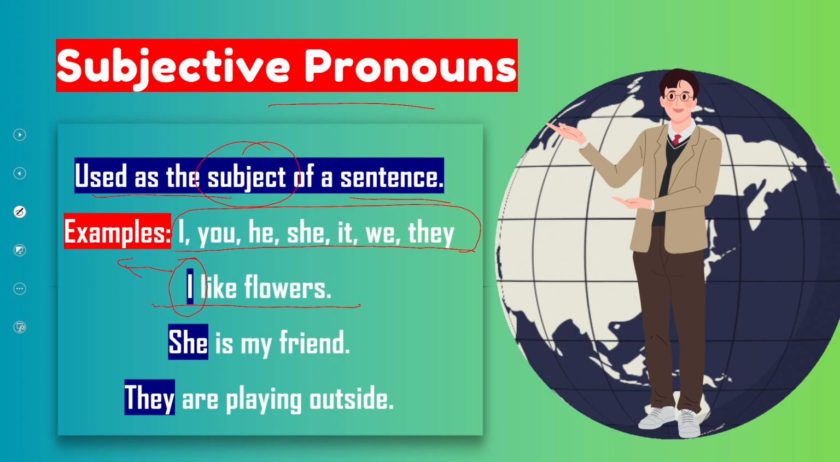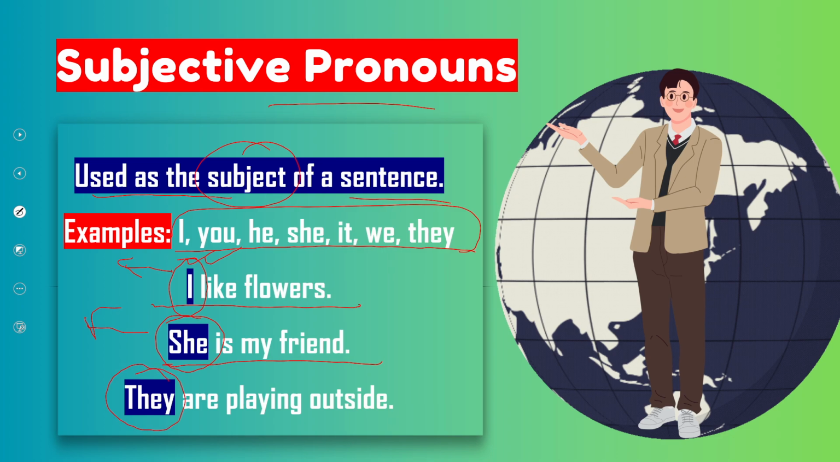So instead of that name, we used I. For example, in this one, I like flowers. Instead of saying your name again and again, you have to use the subjective pronoun I. Now, she is my friend. Now instead of naming her again and again in your speech and writing, you use the subjective pronoun.